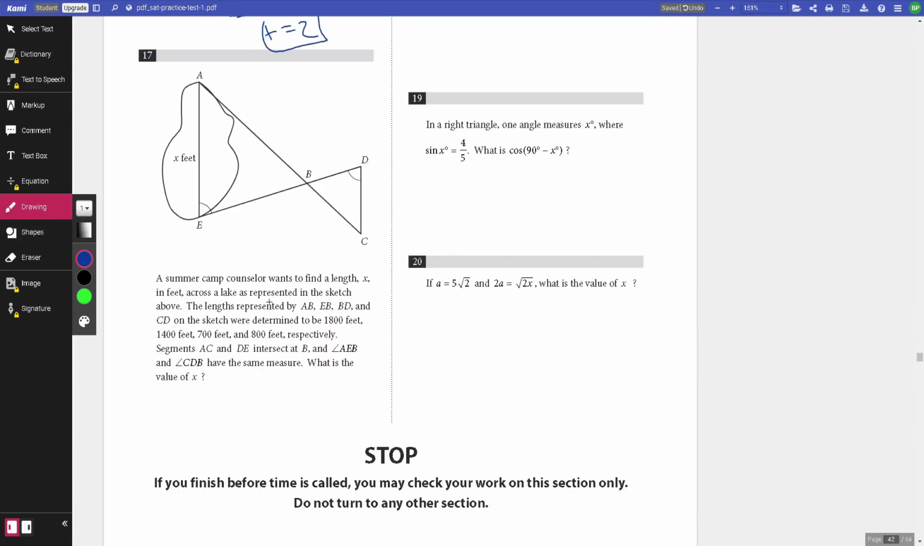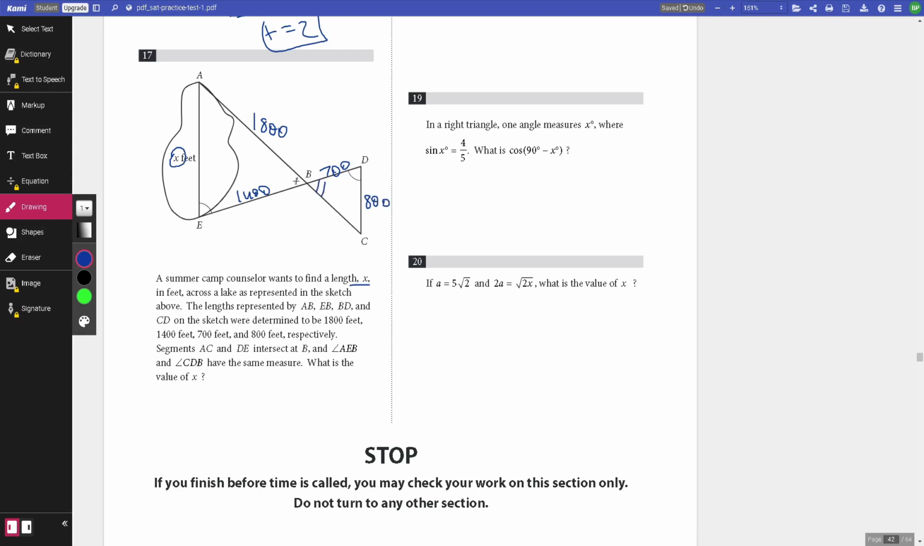Number 17, a counselor wants to find length x. He gives us the side lengths of these, so we should label the picture. So AB is 1800. EB is 1400. BD is 700, and CD is 800.